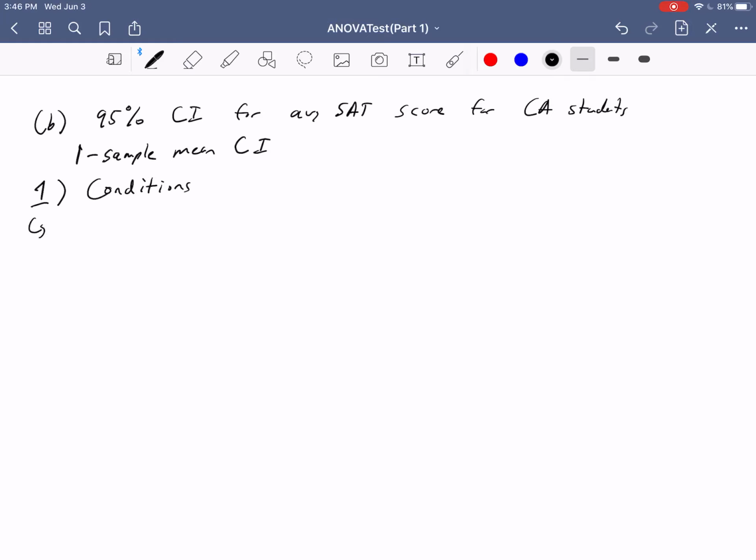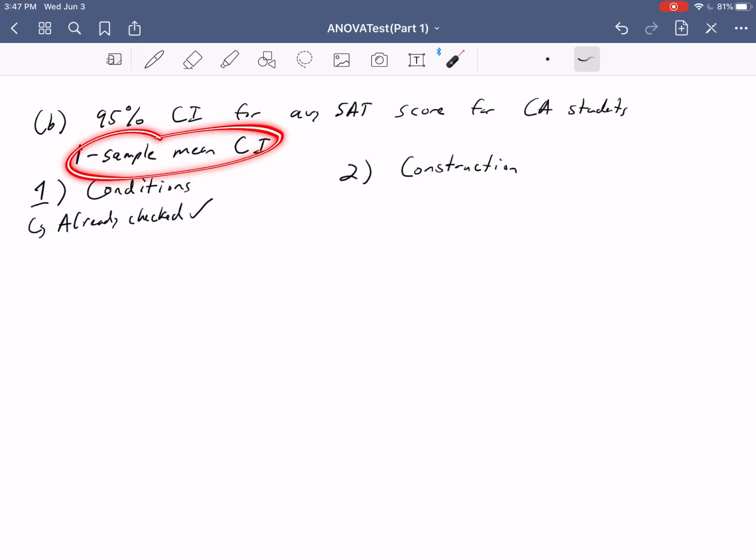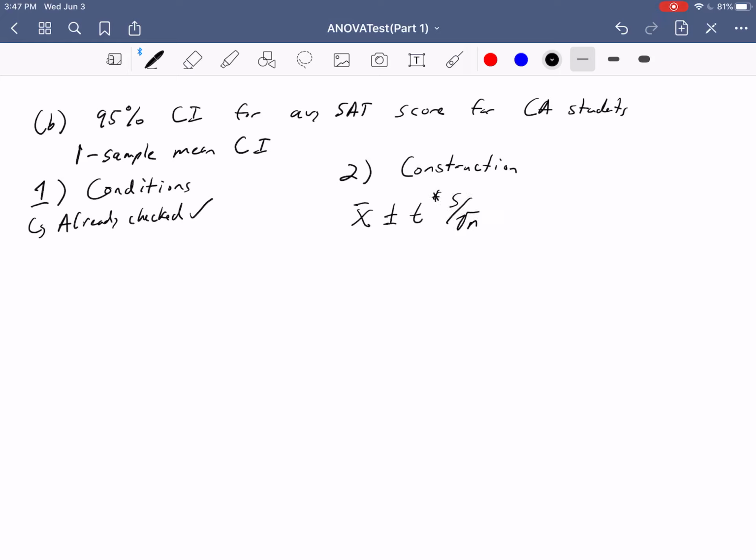Well, the conditions for a 1 sample mean confidence interval: random and representative, sample less than 5% of the population, data approximately normal, or 30 or more data points. Those are all things we've already checked because we checked them for all the samples, so we can say already checked. So we're all good there. Then we can move on to the construction. What's our formula for a 1 sample mean confidence interval? Well, it's x bar plus or minus t star s over root n.